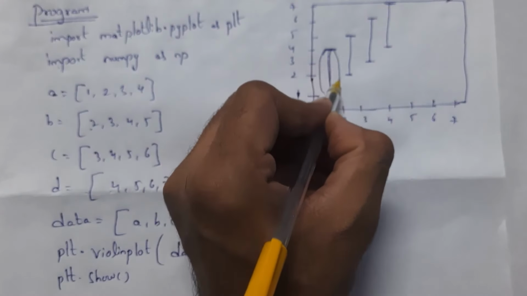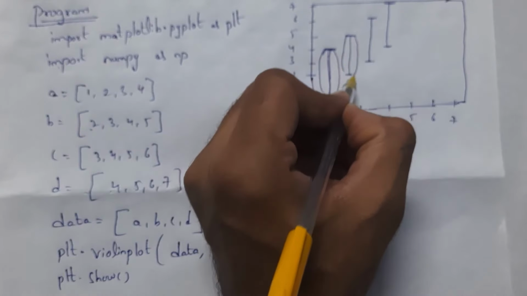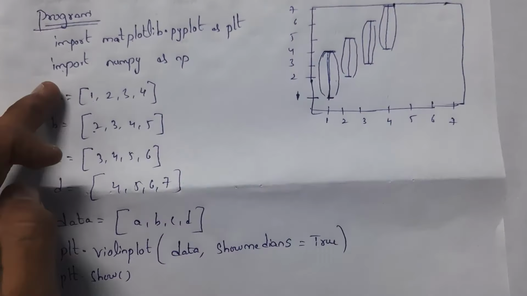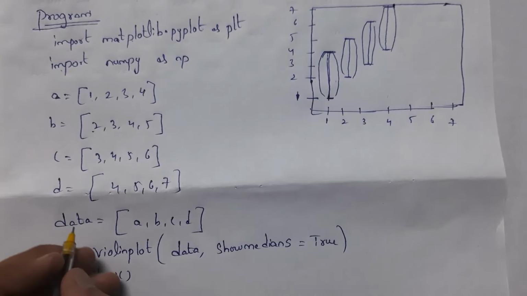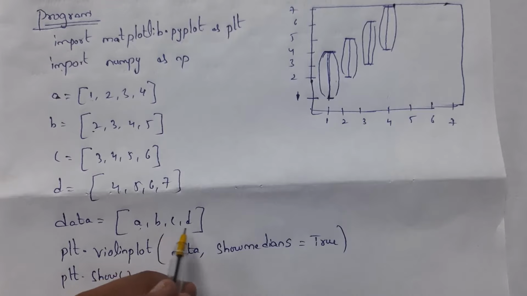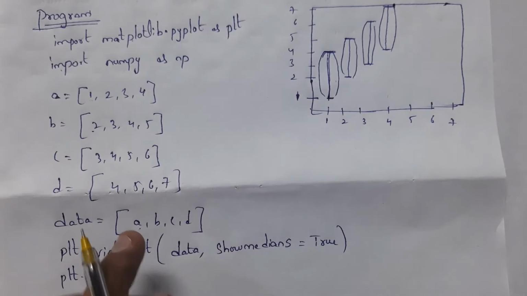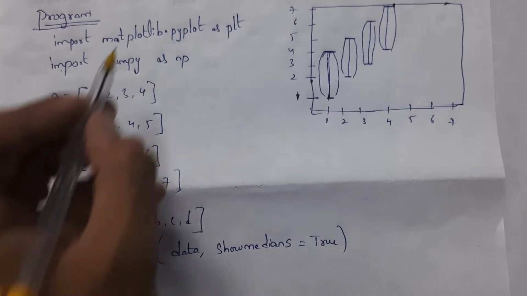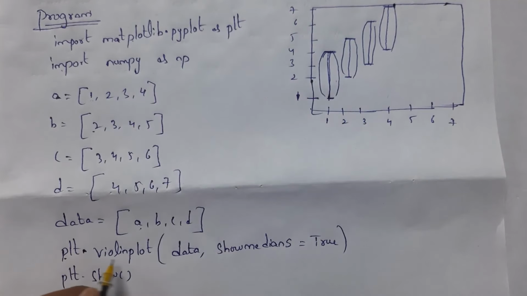So this box is in the form of a violin. So take a, b, c, d values and next take variable data equal to, store these variables a, b, c, d. Store this entire information in the form of a list and next write here plt, which is the module name, dot violinplot. By using this violinplot function, we can create a violin plot.